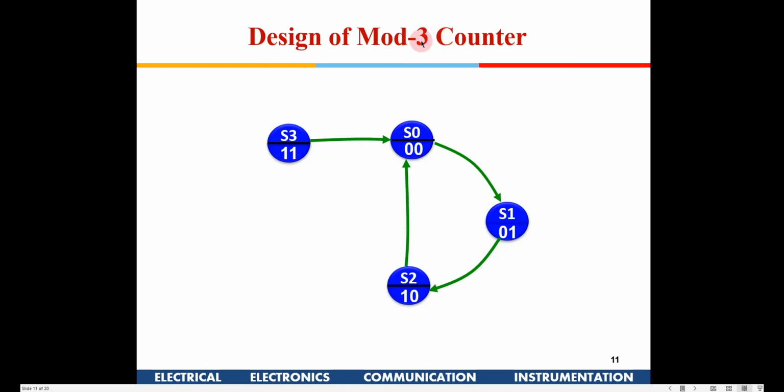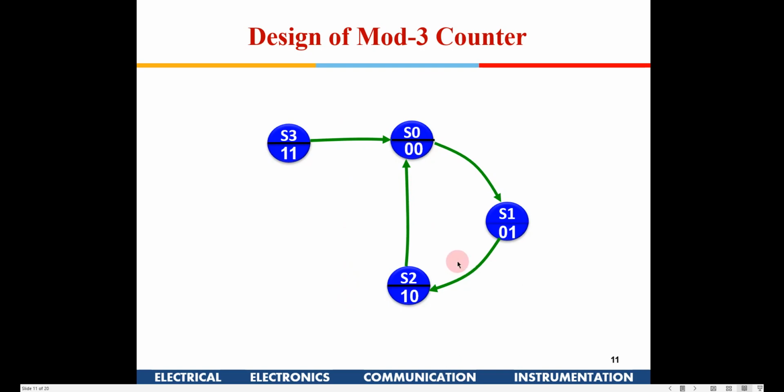Now this is a mod 3 counter: 0, 1, 2, and it has to go back to 0. In case the flip-flop, for any reason during switching on and off, has the previous state 1, 1, then it should also come back to this loop. Once it comes back into the loop, it will stay within the loop. For some reason, if it goes to 1, 1, it has to come back to 0. So I have to design this particular counter.